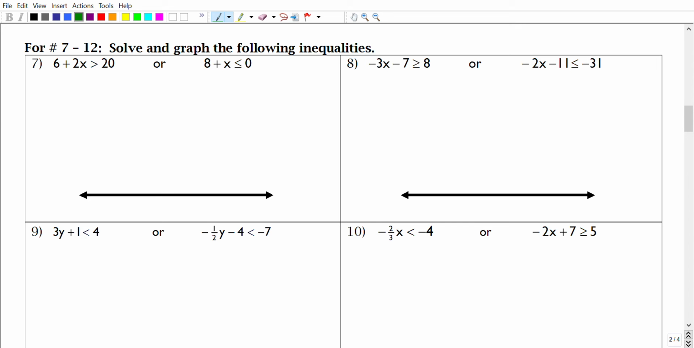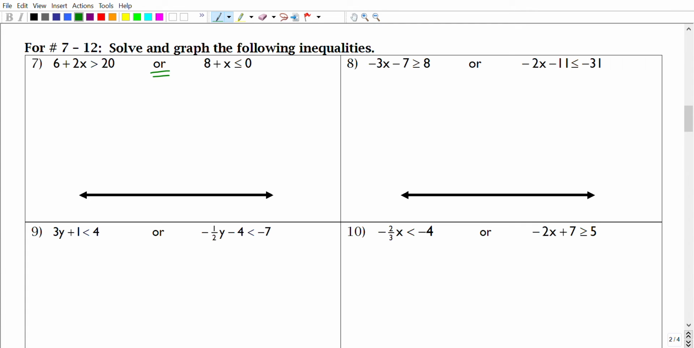We won't always have something nice like a graph or even just a simple inequality already given to us. Sometimes we actually have to solve the inequality, then graph it, okay? So why don't we go ahead and take a look at number 7 and 8 as a few practice problems, and then you guys are going to try out 9 and 10, see how you can do on those.